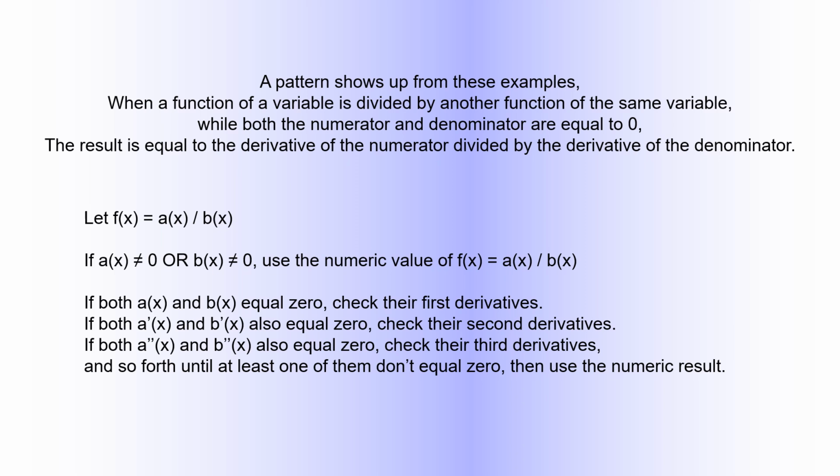Let f of x equal a of x divided by b of x. If a of x doesn't equal 0, or b of x doesn't equal 0, use the numeric value of the function. If both a of x and b of x equal 0, check their first derivatives. If both a prime of x and b prime of x also equal 0, check their second derivatives. If both a double prime of x and b double prime of x also equal 0, check their third derivatives. And so forth until at least one of them doesn't equal 0. Then use the numeric result.